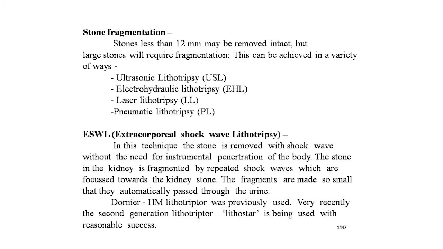ESWL, extracorporeal shock wave lithotripsy. In this technique, the stone is removed with shock waves without the need for instrumental penetration of the body. The stone in the kidney is fragmented by repeated shock waves which are focused towards the kidney stone. The fragments are made so small that they automatically pass through the urine. Dornier HM lithotripter was previously used. Very recently, the second generation of the lithotripter, that is the Lithostar, is being used with reasonable success.